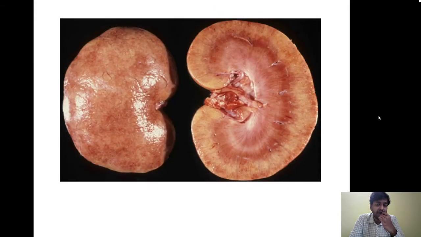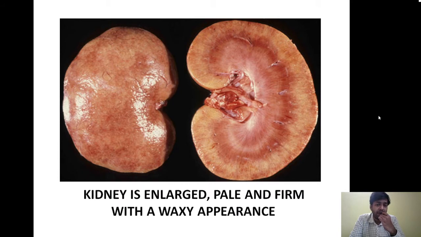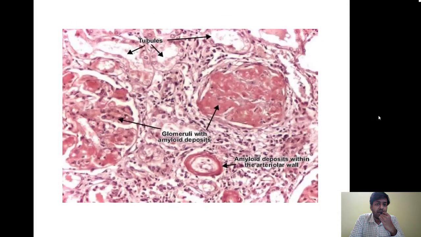So if you look at this diagram, here the kidneys are enlarged and the cut surface has a very waxy appearance, pale and firm, a waxy appearance of the kidney involved by amyloidosis, if you can see over here. Now if you look under the microscope, I have already shared one image in the previous lecture.